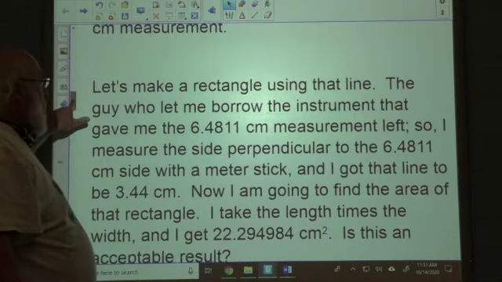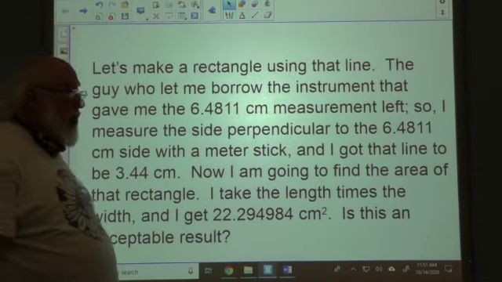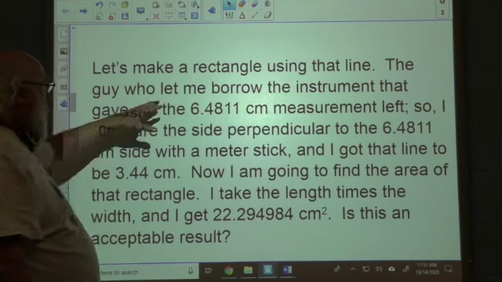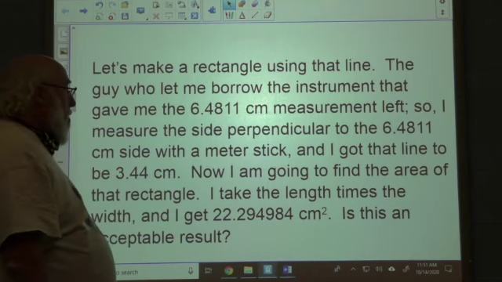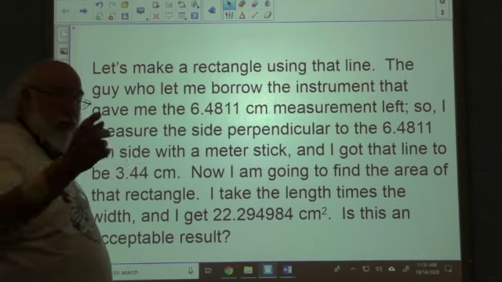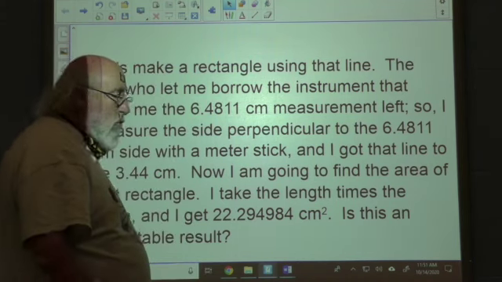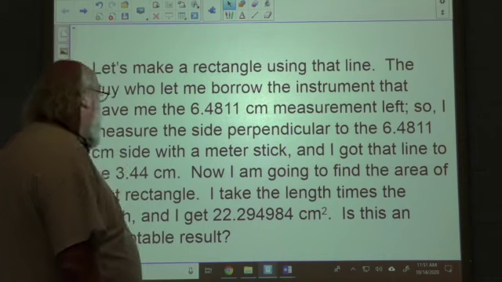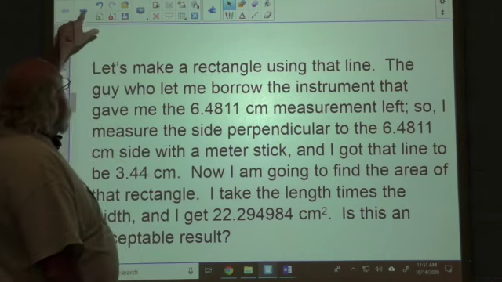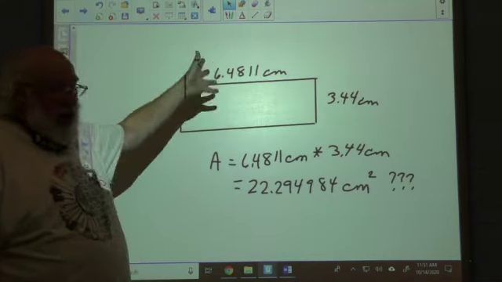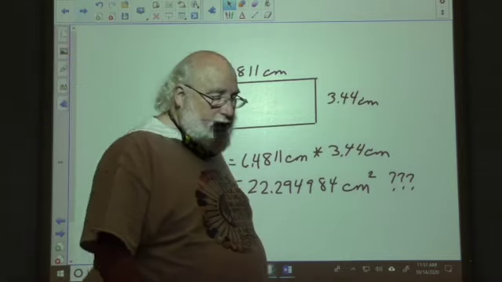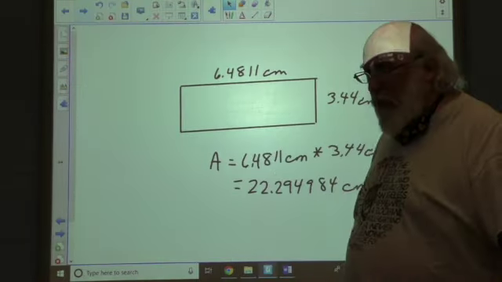Let's suppose we make a rectangle with that line that I just measured on the paper, and I know that's 6.4811. Then I tell somebody else to go measure that, and they grab a meter stick and get 3.44, and they wrote that down. Then I find the area of that. Here's what it kind of looks like, except my artistic ability is about that of a typical chimpanzee.